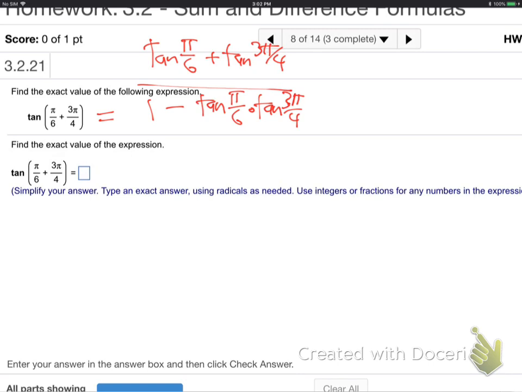Now, to do that, Pauline's right, it's going to be a lot of work. We got to go find tangent of pi over 6 first and tangent of 3 pi over 4. That's a lot of fractions. So let's go over here on the side and say, what is tangent of pi over 6? How do you do tangent? Tangent is sine over cosine. So it's going to be sine of pi over 6 over cosine of pi over 6. Remember, tangent is sine over cosine?